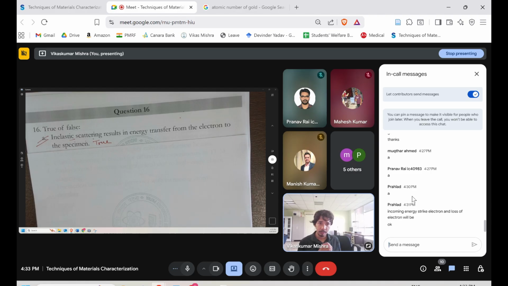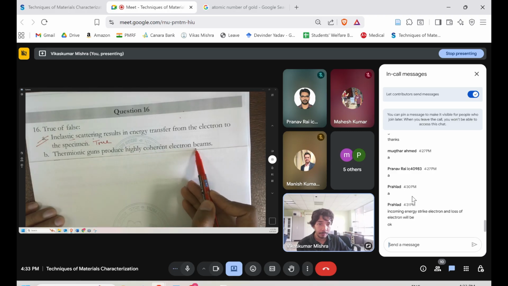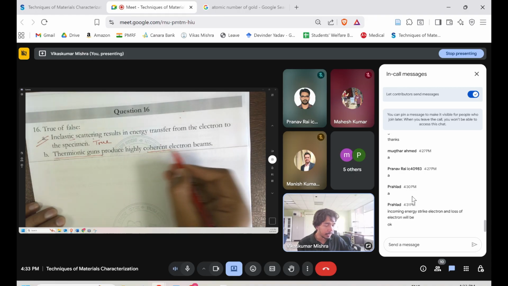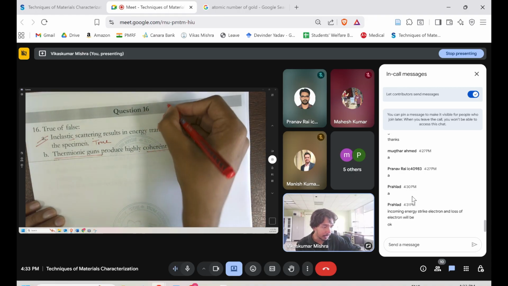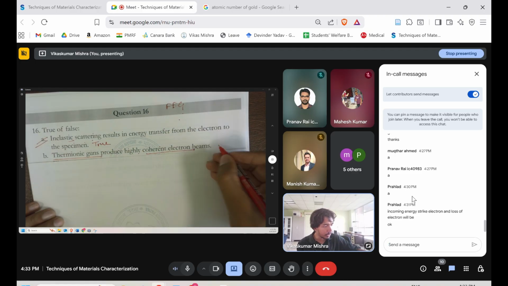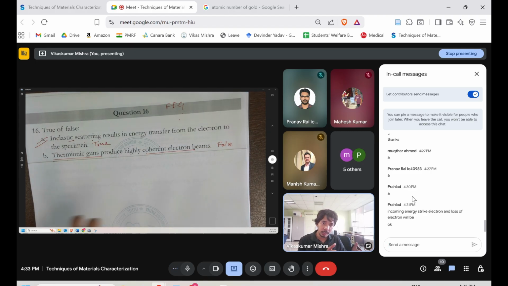Very detailed. Second one, the thermionic gun produces a highly coherent electron beam. Will the thermionic gun produce the coherent electron beam? The answer is no. It is the field emission gun. So here it's false. For a coherent beam, we know it should have more or less the same wavelength, same phase, same energy. Right?